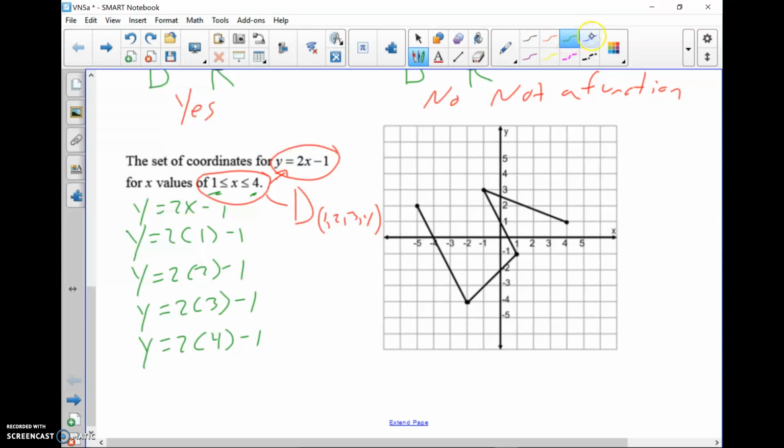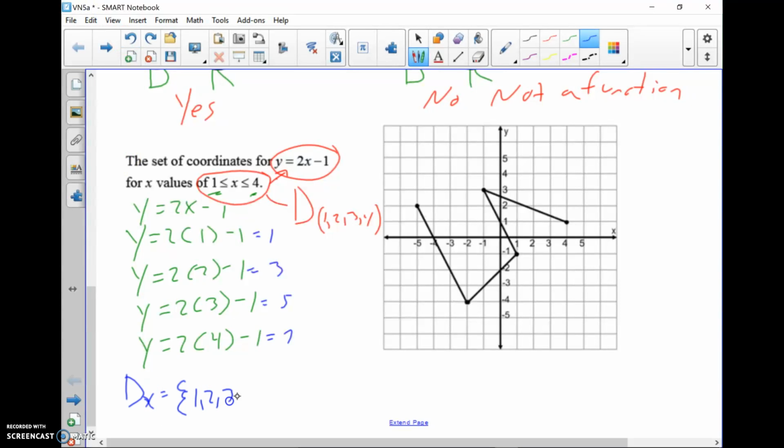And this is where you really start to see the concept of input-output. I plug in a 1, what do I get? Well, 2 times 1 is 2, minus 1 is 1. Here we have 2 times 2 is 4, minus 1 is 3. 2 times 3 is 6, minus 1 is 5. 2 times 4 is 8, minus 1 is 7. So again, my domain was the numbers, whoops, how did that move?